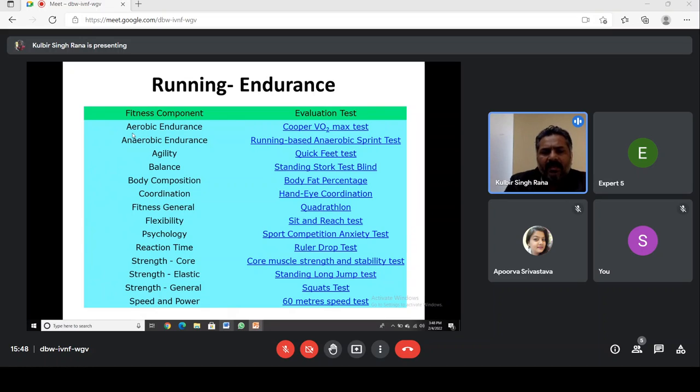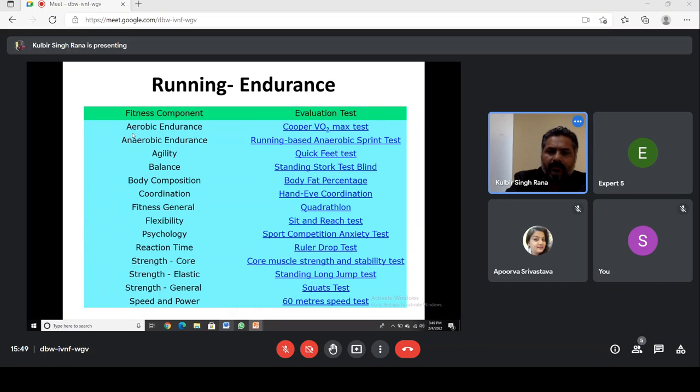Have you heard of PPE, pre-participation evaluation, and the term prehab? Have you heard about these terms? So we've heard about it.